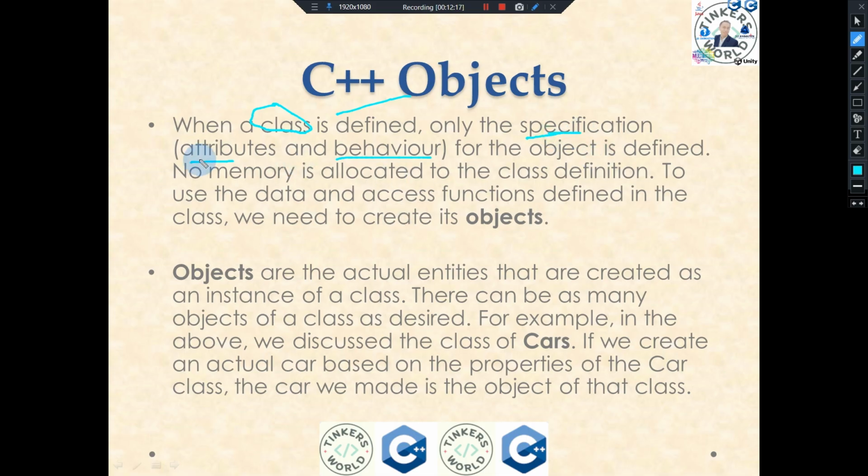So for this one, it says here that there's no memory allocated to define a class definition, and to use the data and access the functions defined in the class, we need to create an object. So the reason why earlier there's nothing to do is because there's no object. Objects actually are entities that are created on an instance of a class. So there should be a class and there should be an object. There can be as many objects on a class as desired.